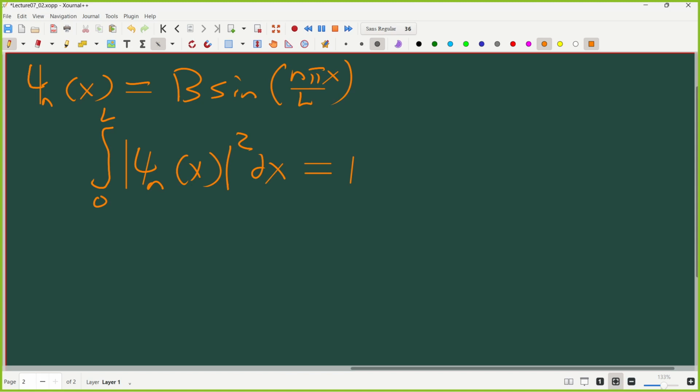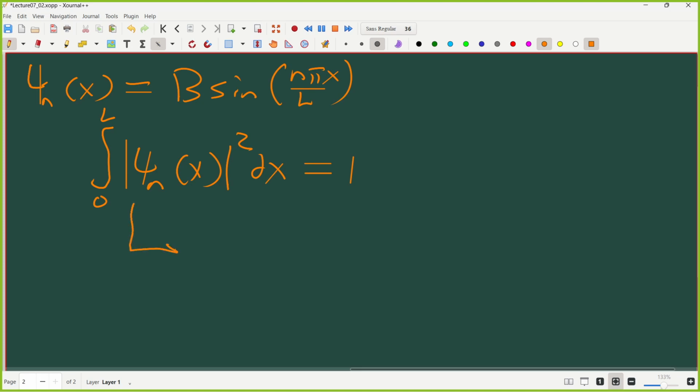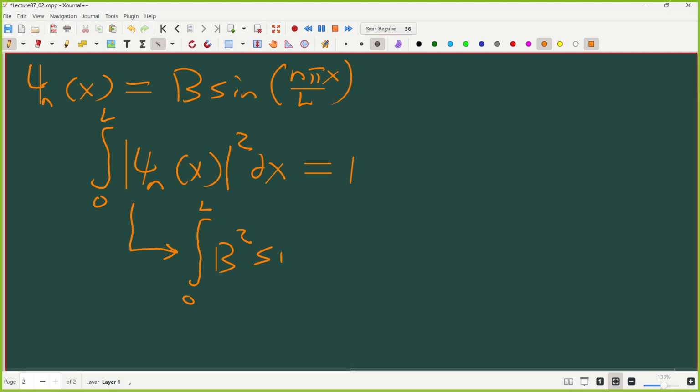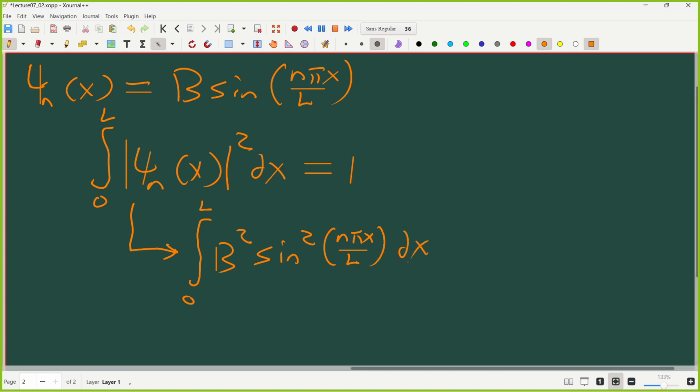We've already defined the interior, so we should be able to use this as an equation and solve for b. That's our only unknown. We know what the integral equation is, and we can solve for b. So let's do that. We plug in psi, and we get the integral from 0 to L of b squared sine squared n pi x over L dx, which has to be equal to 1.